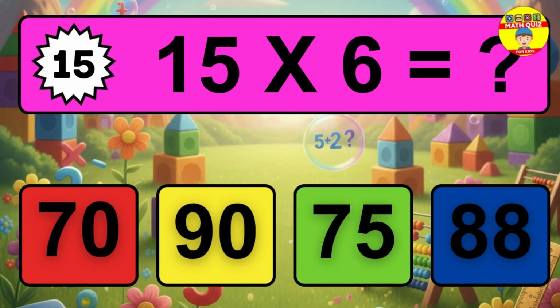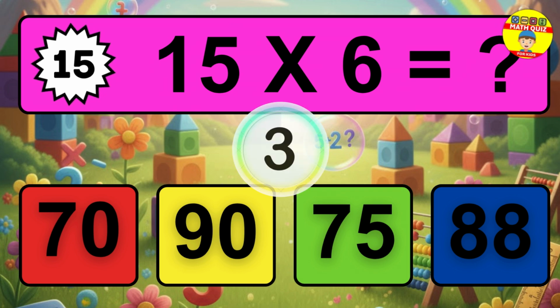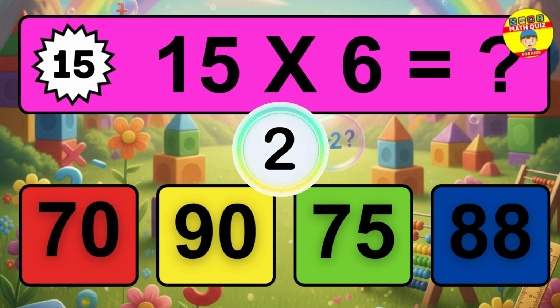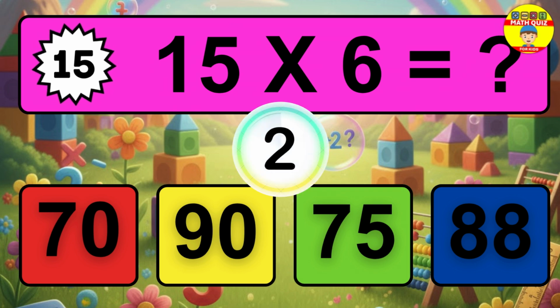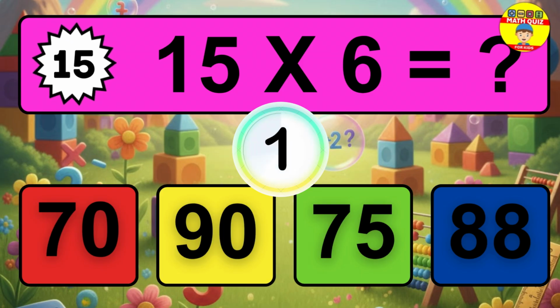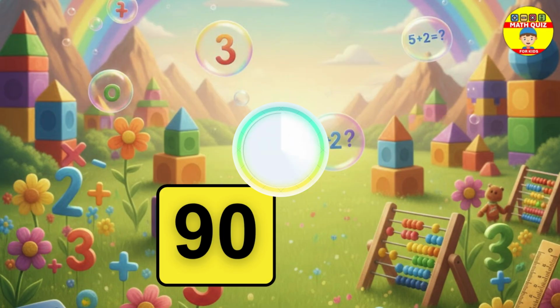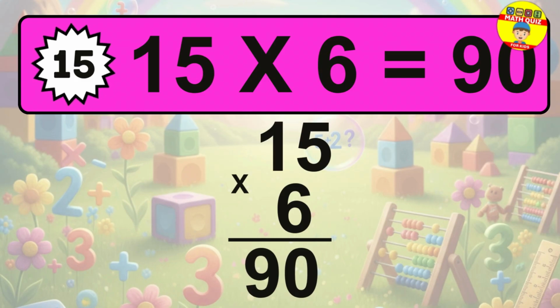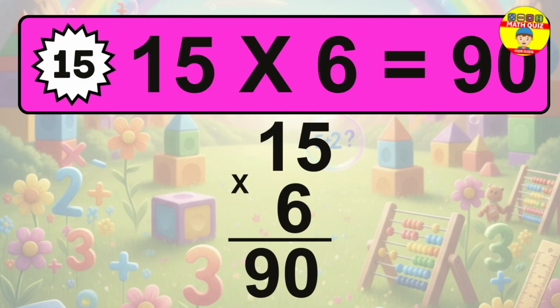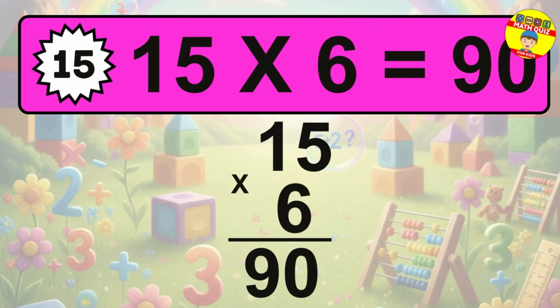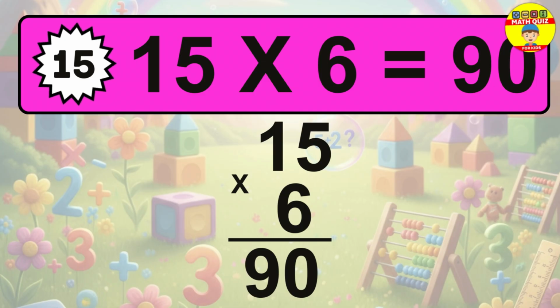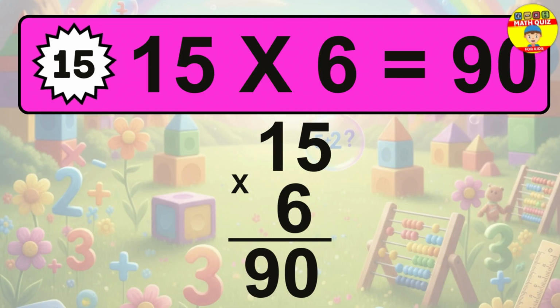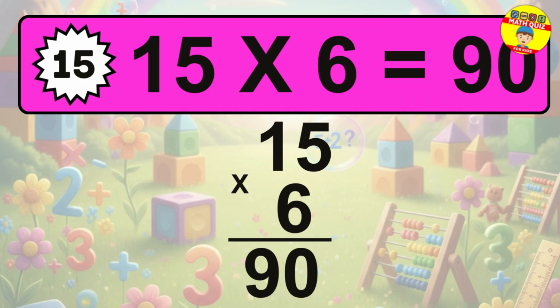Question 15. 15 times 6 equals what? So the answer is 15 times 6 is 90. To calculate, we have 15 groups with 6 balls each one. So how many balls do we have? 90 balls.